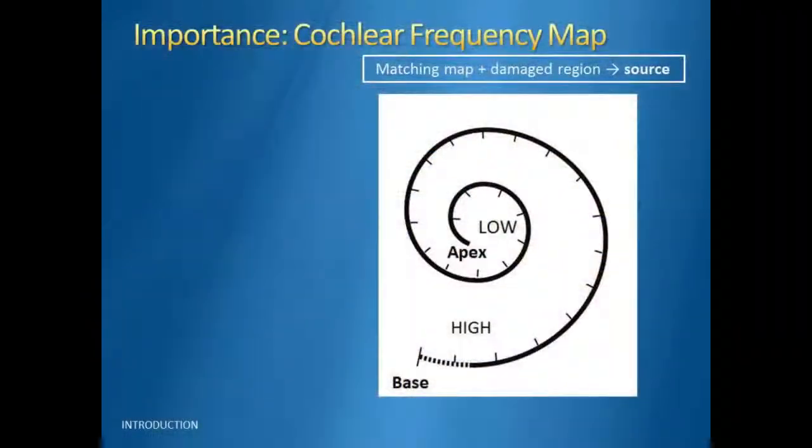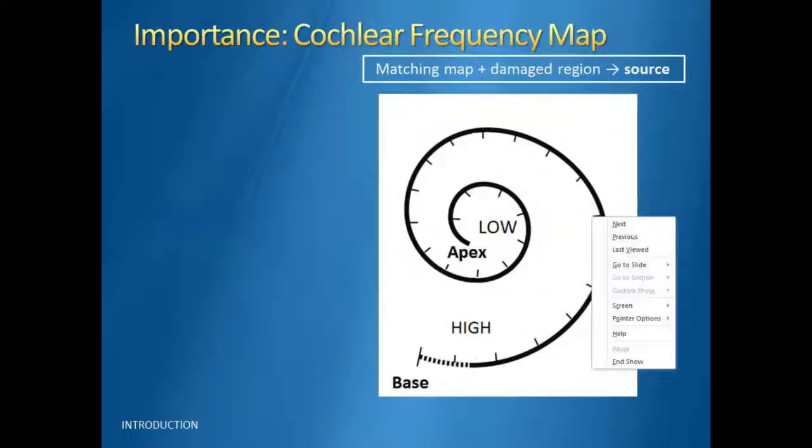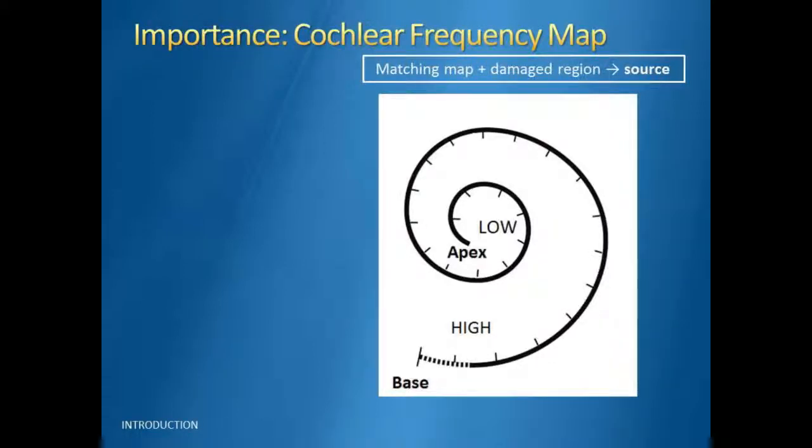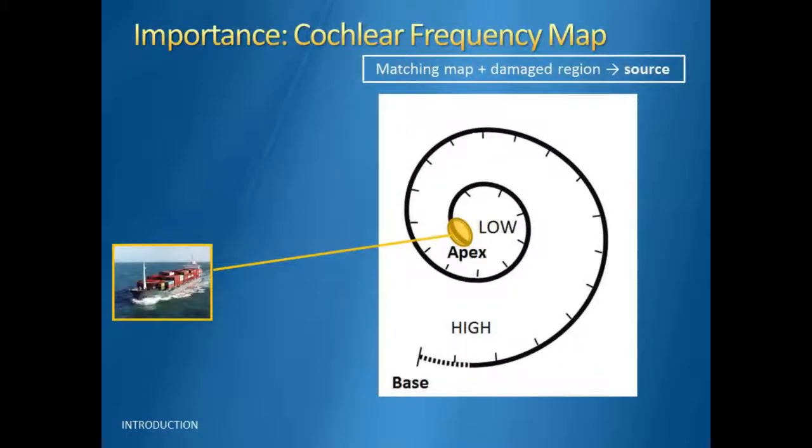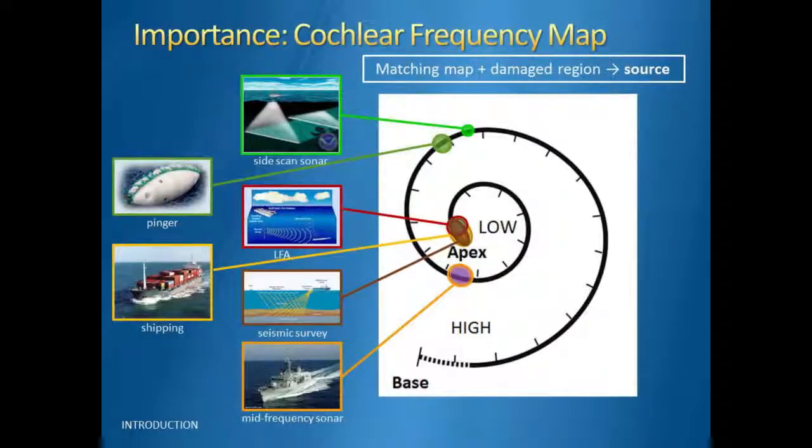So why is this important? We know that the frequencies received in the cochlea at the base, higher frequencies are detected, and then as we move towards the apex, low frequencies are detected there. So if we can correlate those frequencies with their location, we can develop a frequency map for belugas. So for instance, if we found acoustic trauma in this region, we could potentially associate it with the sound that caused that. We can do that throughout the cochlea.